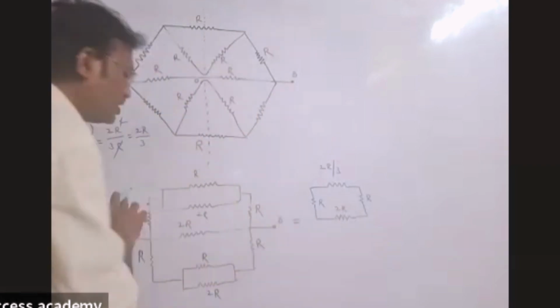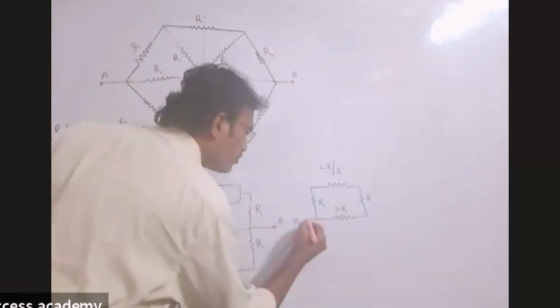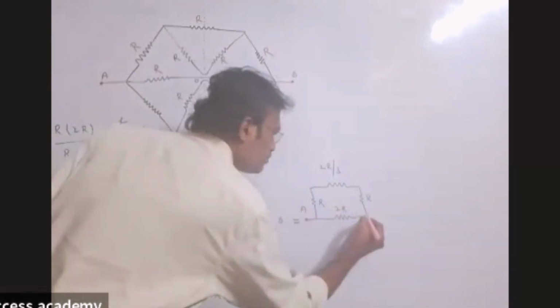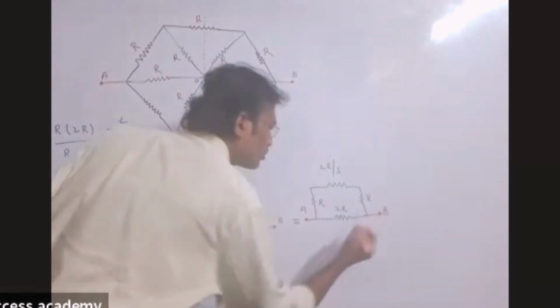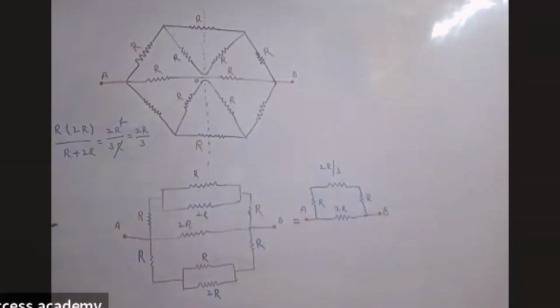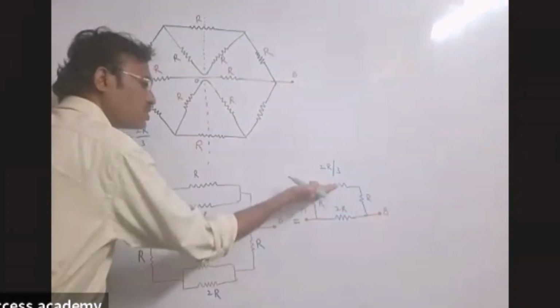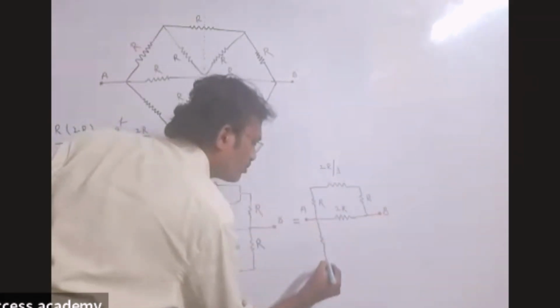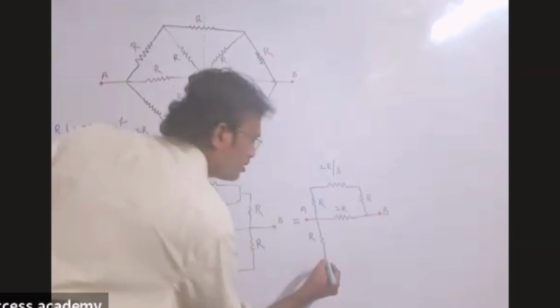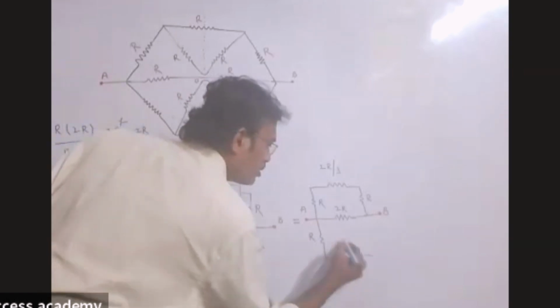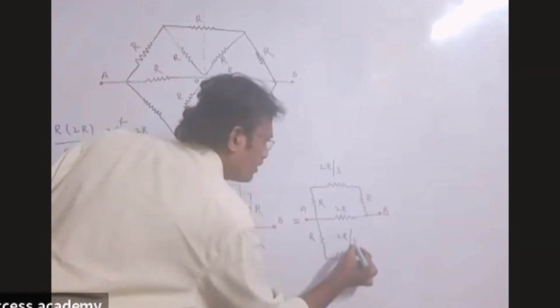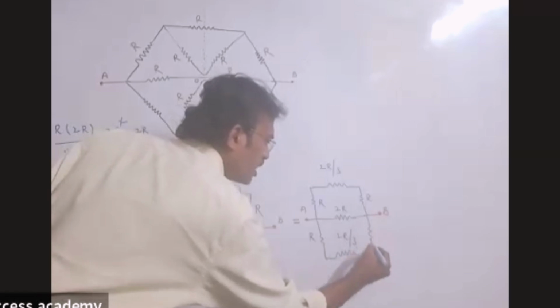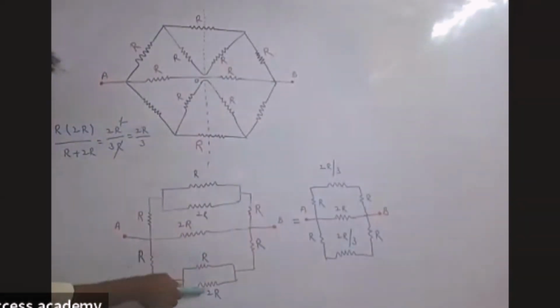And here they mentioned this is A and this is B. And again, whatever consideration is taken in the upward direction, in the above case, the bottom is also the same thing. R, and this is 2R by 3, and same, this is R. These two are parallel. You will get 2R by 3.